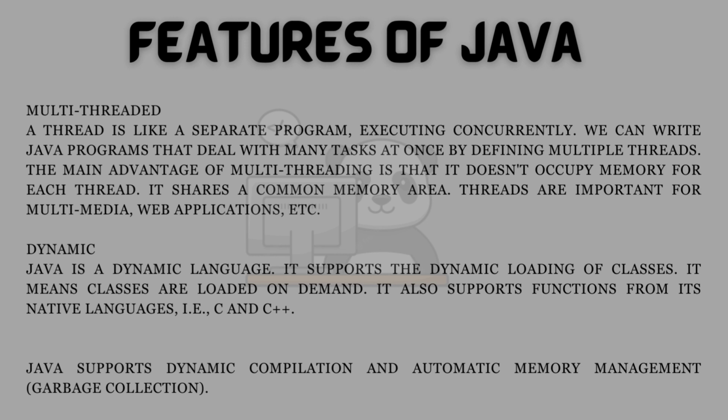Dynamic. Java is a dynamic language. It supports the dynamic loading of classes. It means classes are loaded on demand. It also supports functions from its native languages, i.e., C and C++. Java supports dynamic compilation and automatic memory management, garbage collection.